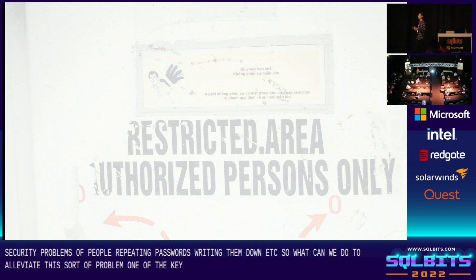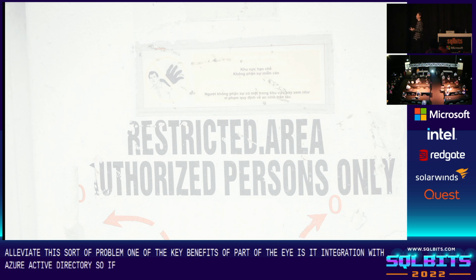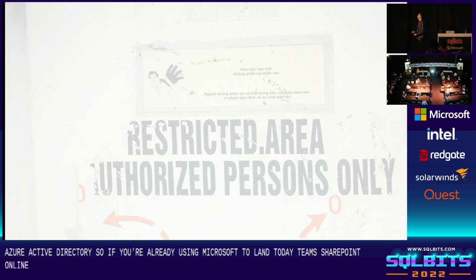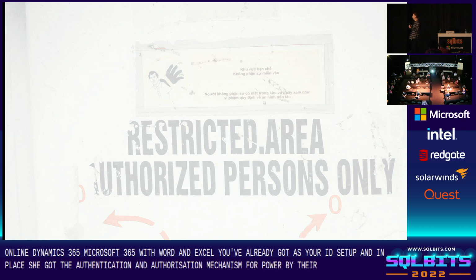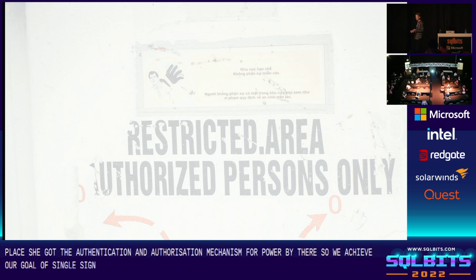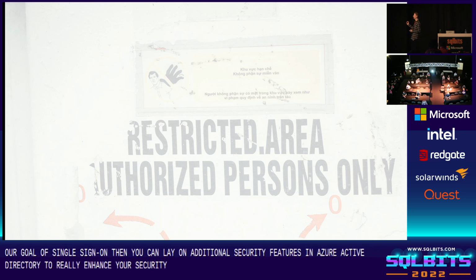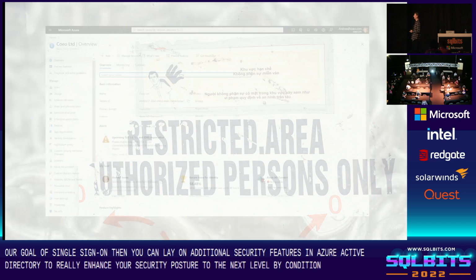One of the key benefits of Power BI is its integration with Azure Active Directory. So if you're already using Microsoft tooling today, Teams, SharePoint Online, Dynamics 365, Microsoft 365 with Word and Excel, you've already got Azure AD set up and in place. So you've got the authentication and authorization mechanism for Power BI there. So we're achieving our goal of single sign-on. Then you can layer on additional security features in Azure Active Directory to really enhance your security posture to the next level via conditional access policies.